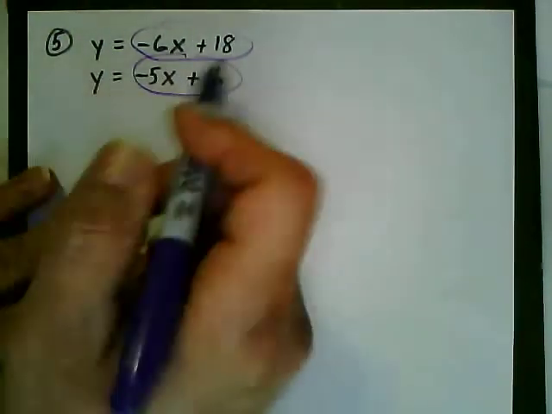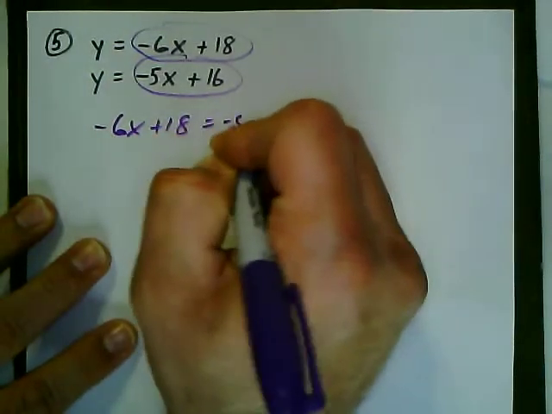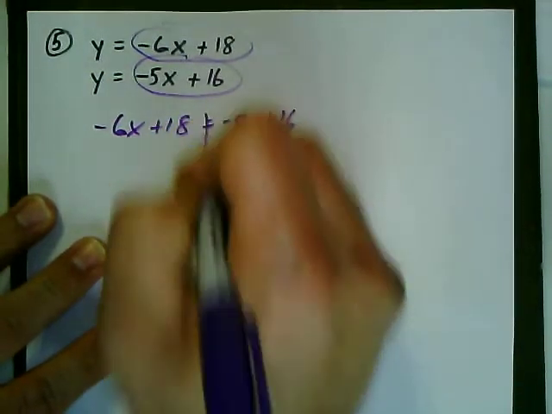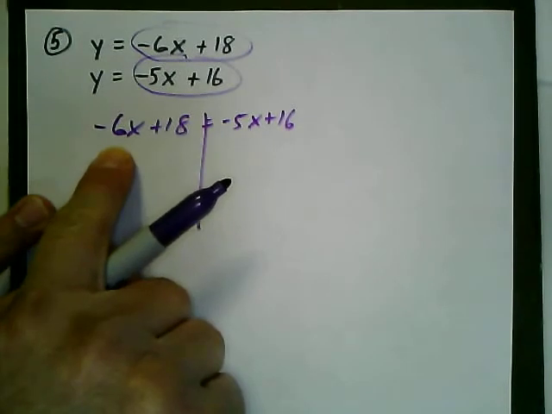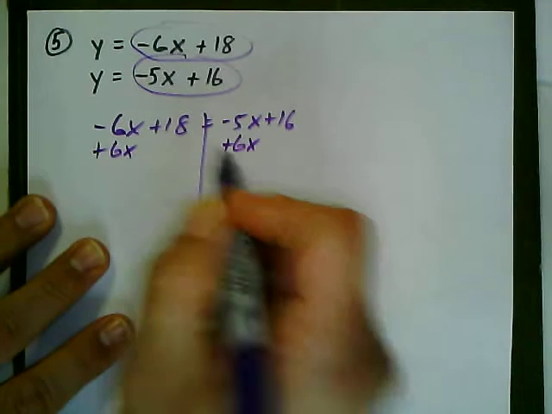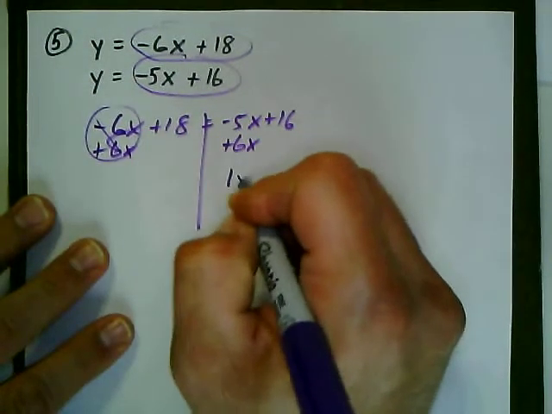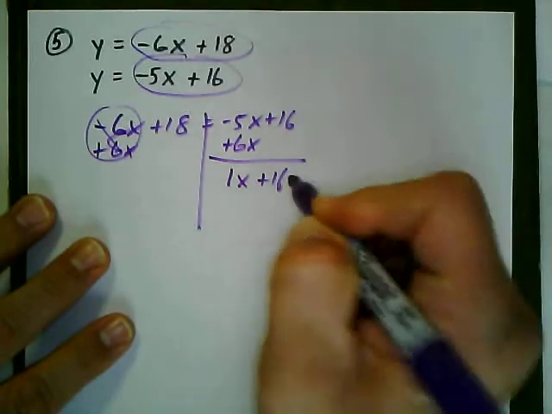That's equal to y, that's equal to y, therefore they're equal to each other. Negative 6x plus 18 equals negative 5x plus 16. Negative 6 is lower, so I'm going to add 6x. By the way, if you decide to add 5x, you're going to be fine. You're going to end up with negative 1x over here instead of a positive 1x over here. I like working with positives.